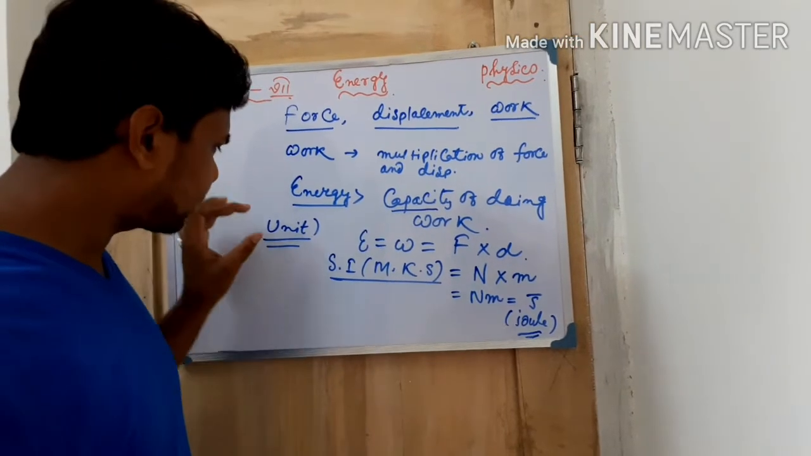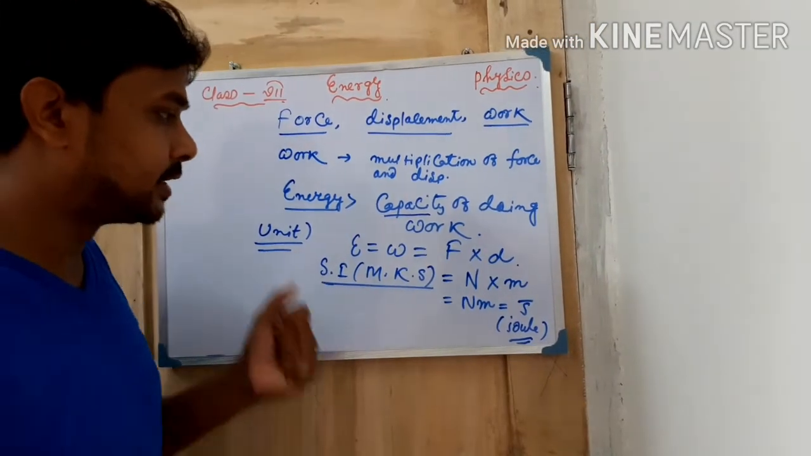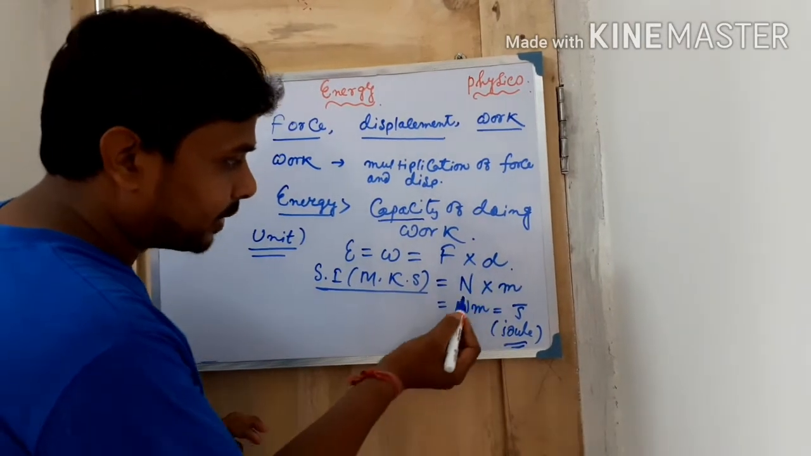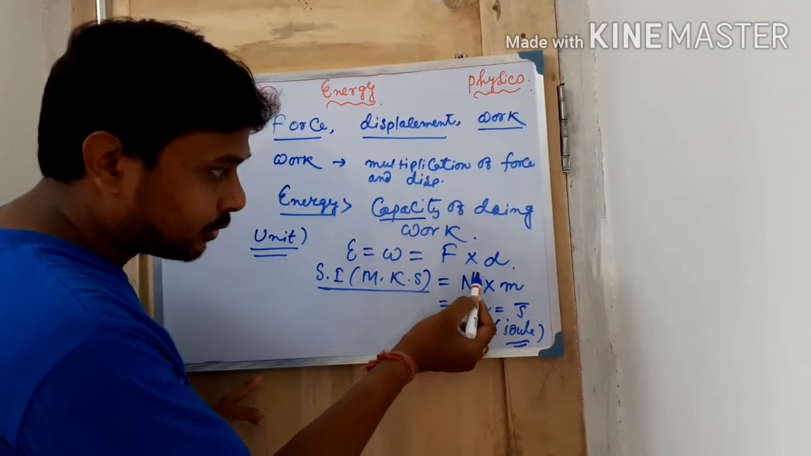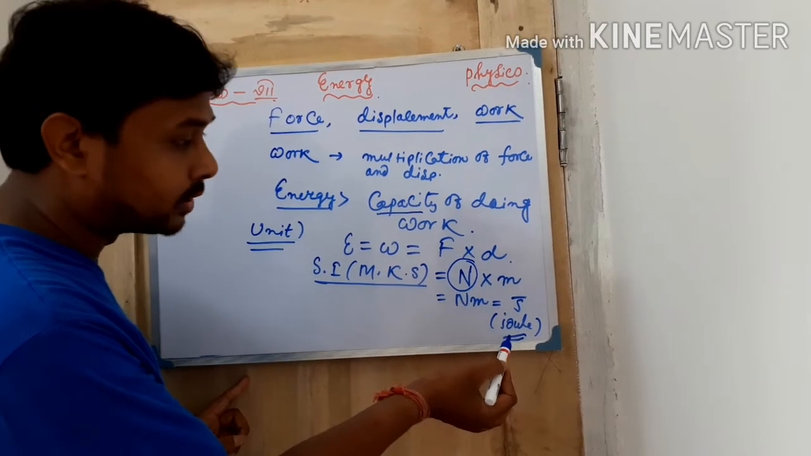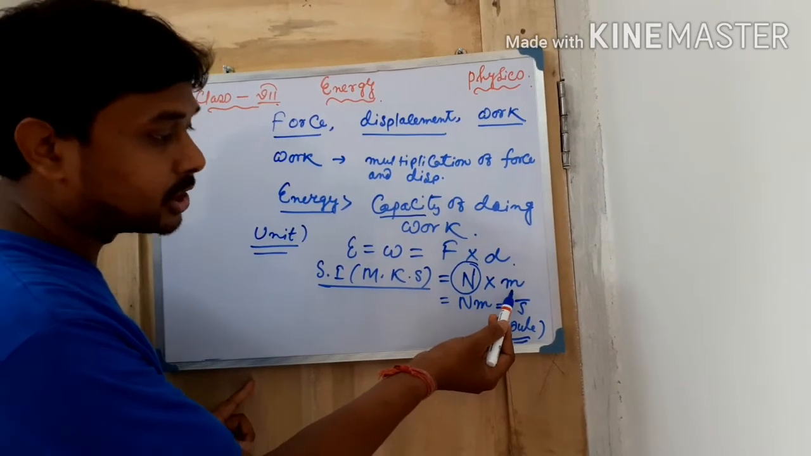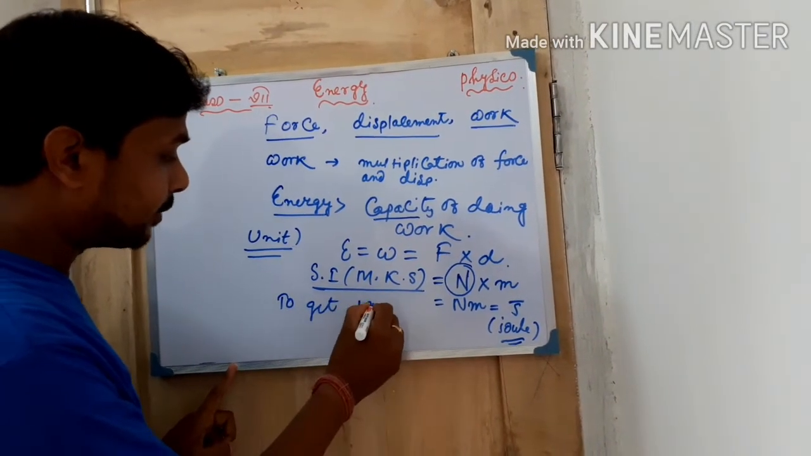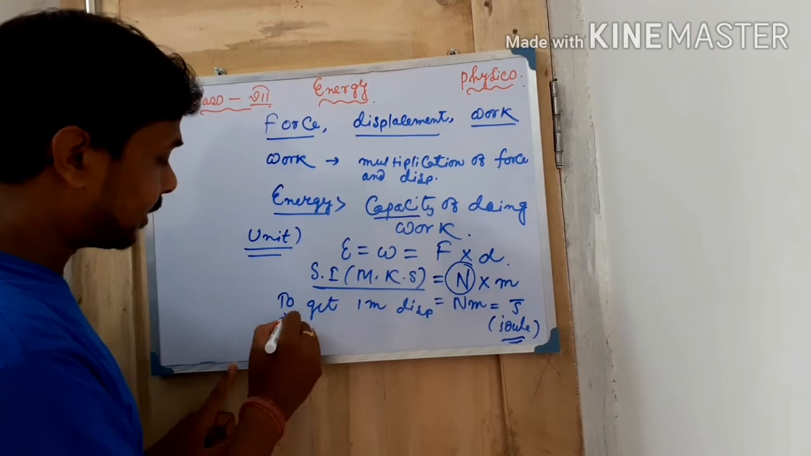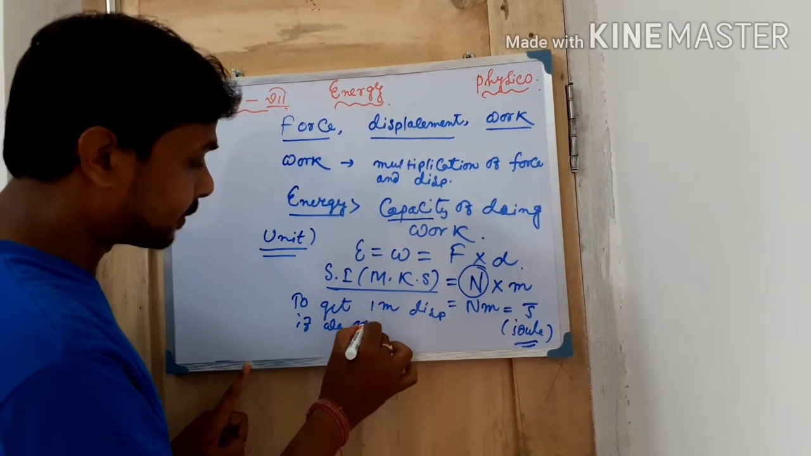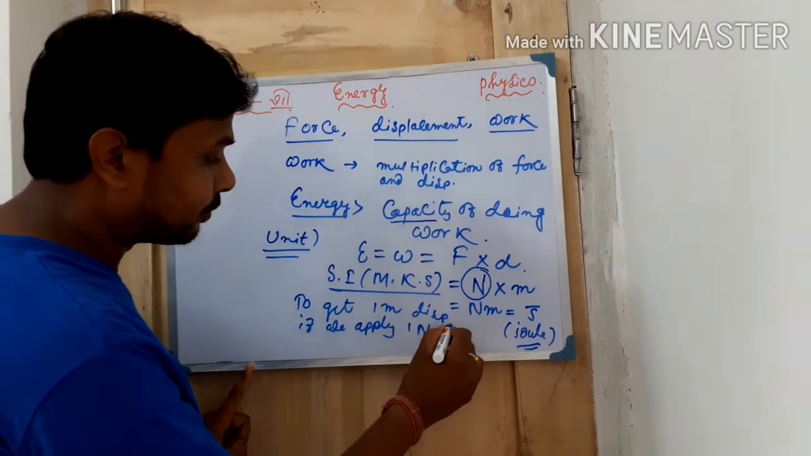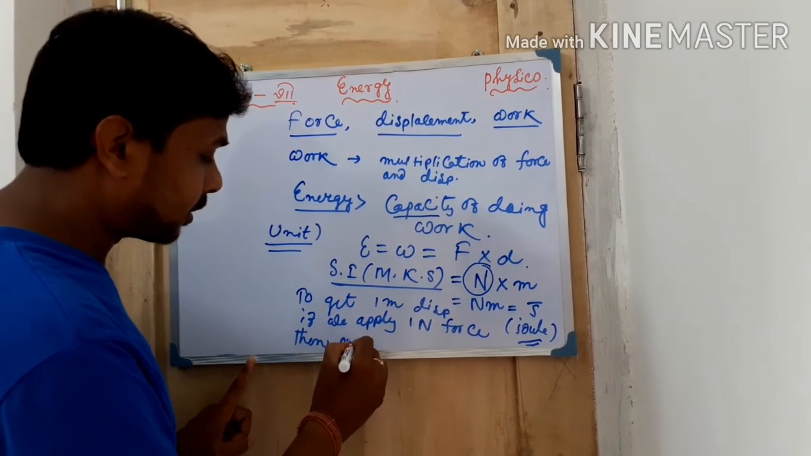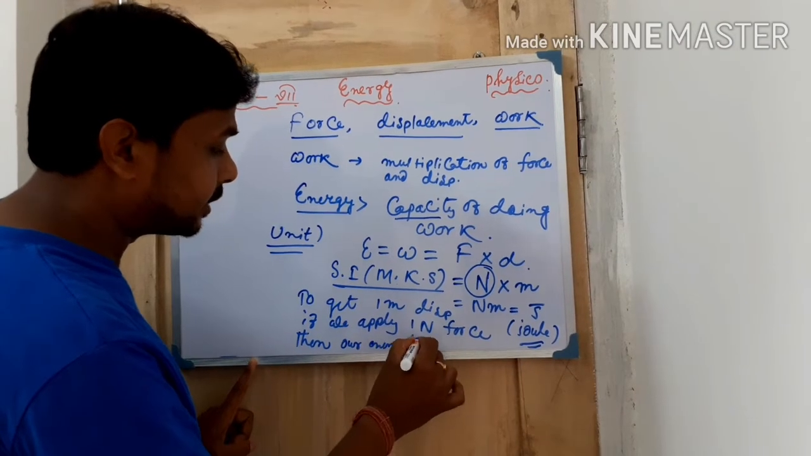You can write this in case of the SI system or MKS system. Now, what is the definition of 1 joule? You can see how much force we apply to get 1 joule of work or energy: 1 Newton. How much displacement we get here: 1 meter. So to get 1 meter displacement, if we apply 1 Newton force, then our energy is 1 joule.